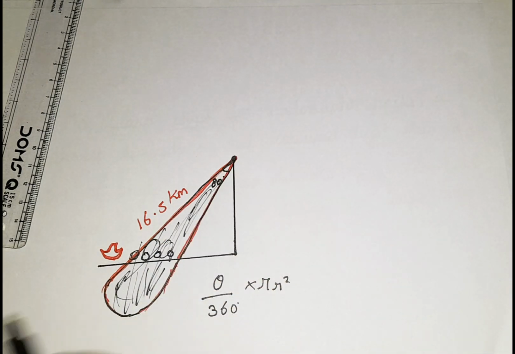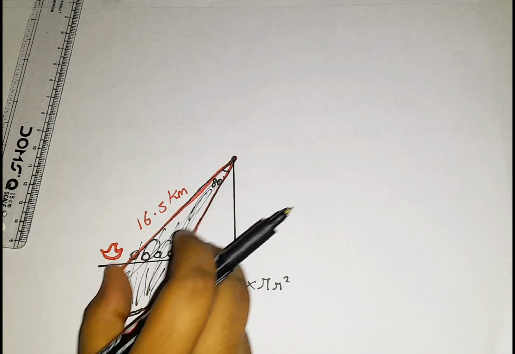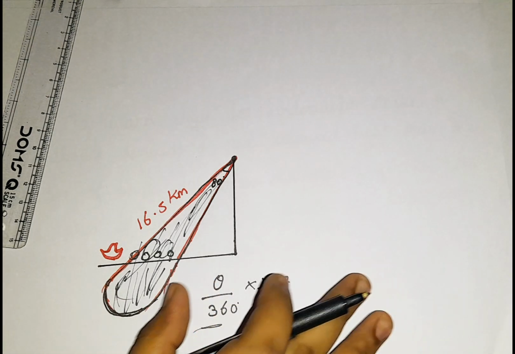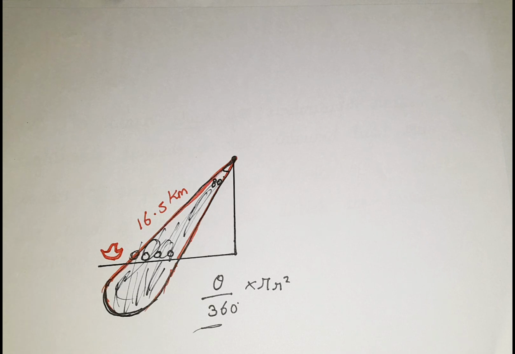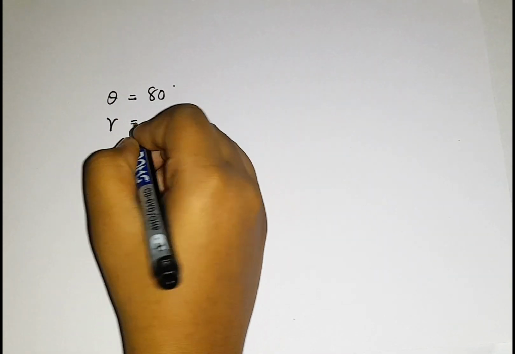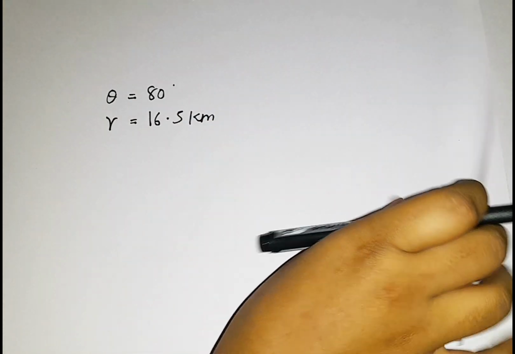When I extended the line and closed that particular part, I found out that this is a sector. So now I can apply this formula. It is a great advantage, right? Just because of this, we can find the area in which the ships are warned. So to find that, let us apply the formula. Here theta is 80 degree, and the radius is 16.5 kilometer.